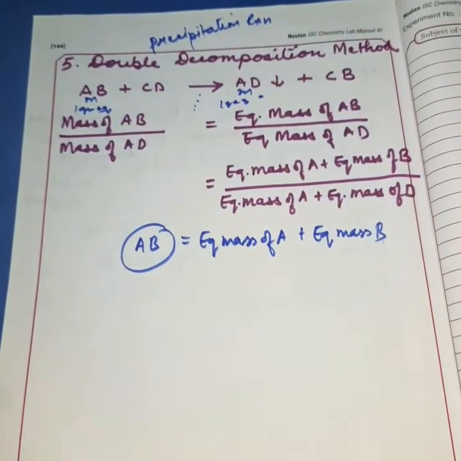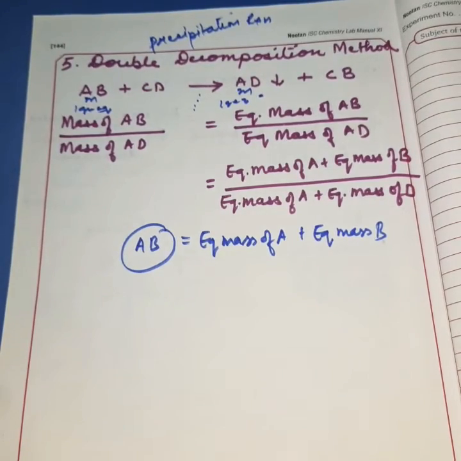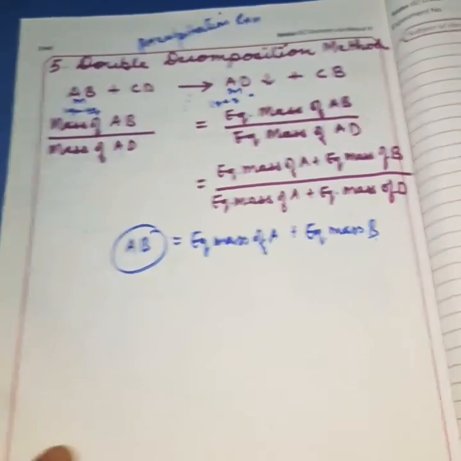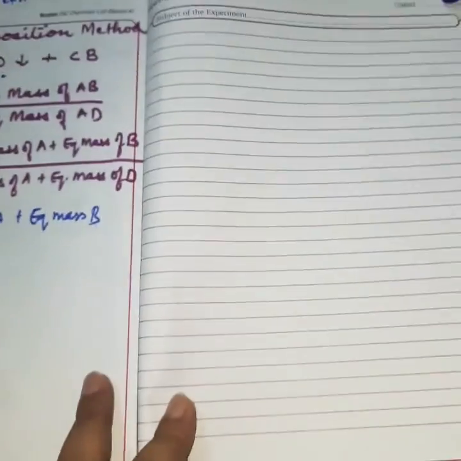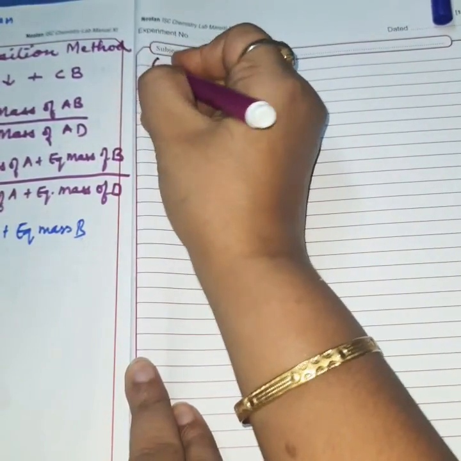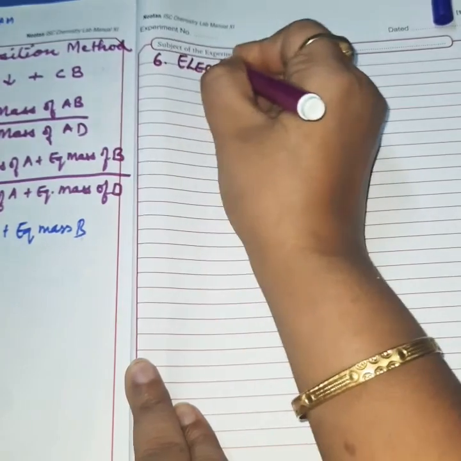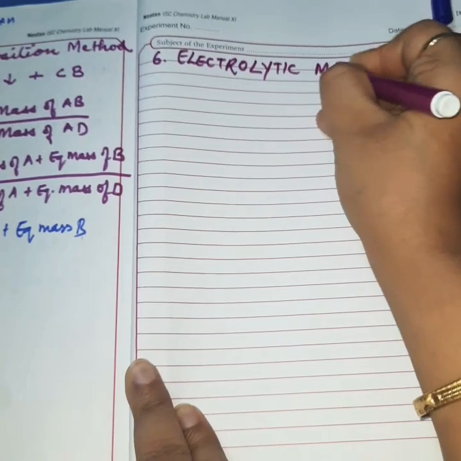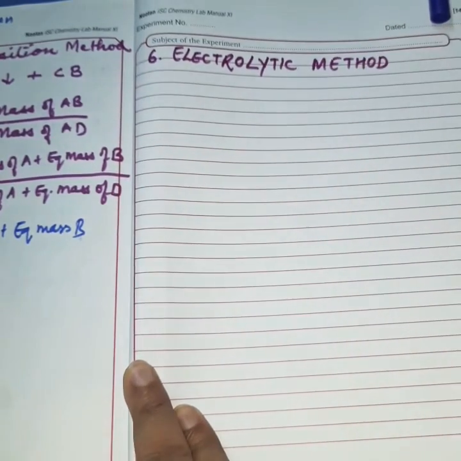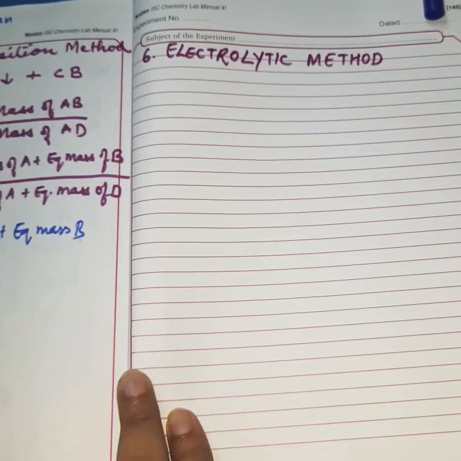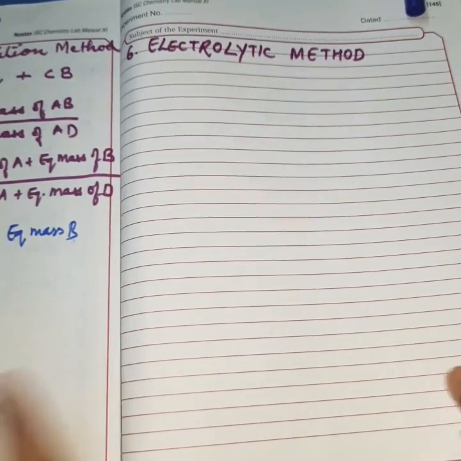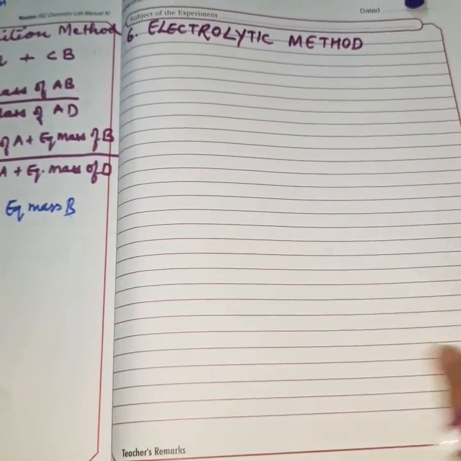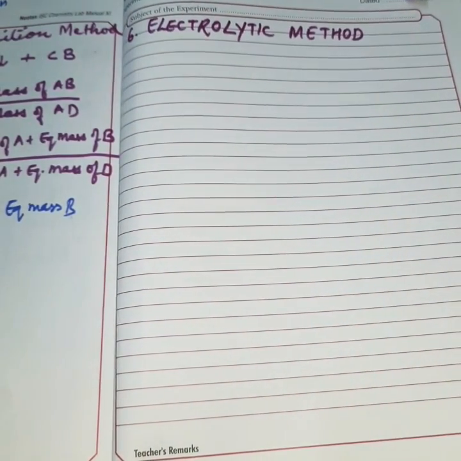So these methods are, I hope, clear to all of you. Dear students, there is one more method. The name of the method is the electrolytic method. Alright, so this is the sixth method, the electrolytic method. This method I will teach you in the next video, because before teaching you this method, you should be familiar with Faraday's laws of electrolysis. So after teaching you those laws, I will teach you this method to calculate equivalent mass of metals.